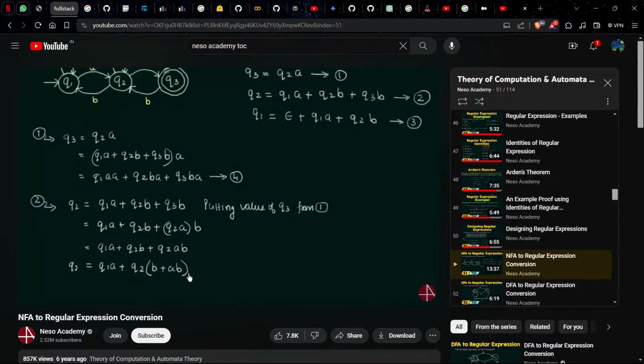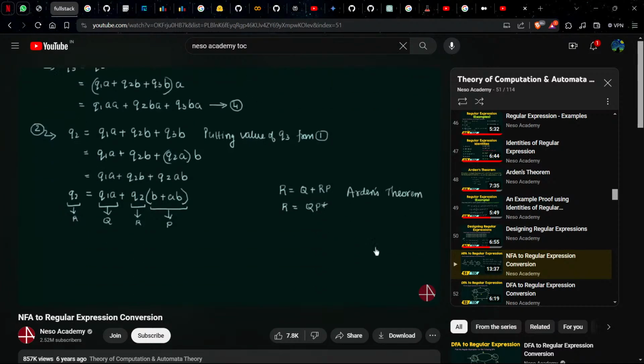Now if you check, this equation is of the form R equal to Q plus RP, where Q2 is R, Q1A is Q, and this whole term B plus AB is P. If you remember Arden's theorem that we studied in the previous lecture, whenever we have an equation of the form R equal to Q plus RP, it can be written as R equal to QP star. This is by Arden's theorem. If you have not studied Arden's theorem, you can refer to the previous lectures.